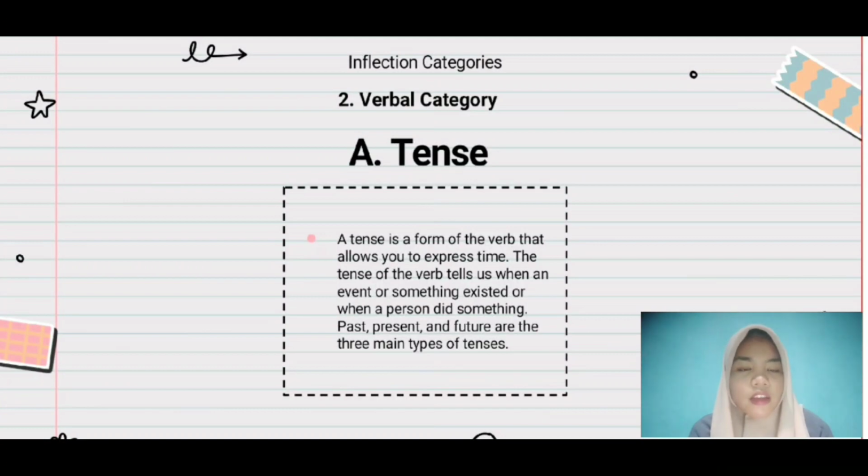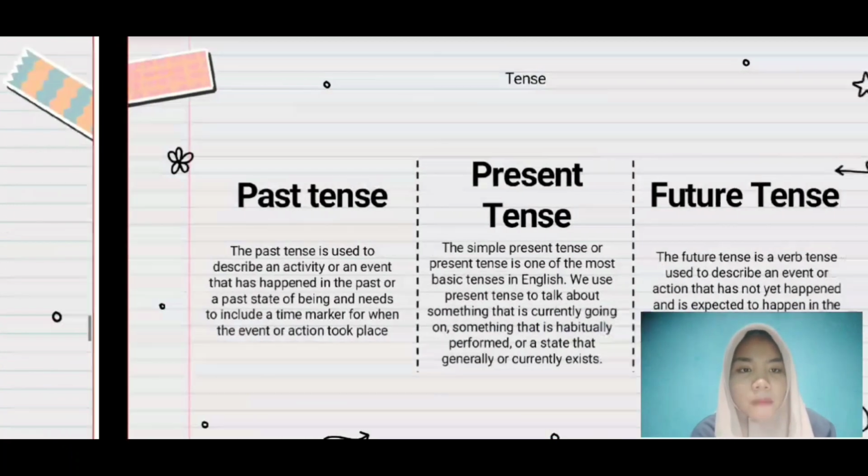A. Tense. Tense is a category of morphosyntactic properties distinguishing finite verbs' temporal reference. In Latin, for instance, verbs inflect for three tenses: past, present, and future. The relationship between the form of the verb and the time of the action or state it describes. A tense is a form of the verb that allows you to express time. The tense of the verb tells us when an event happened or something existed, or when a person did something.